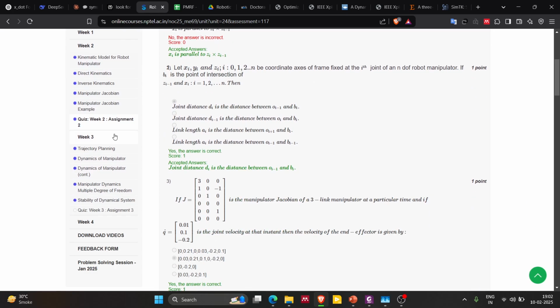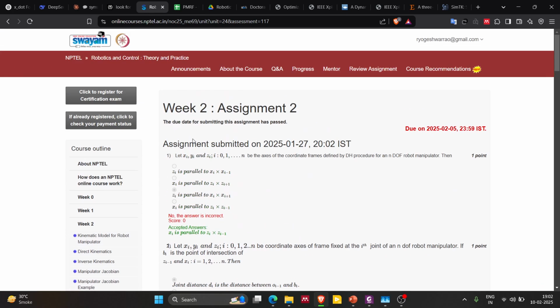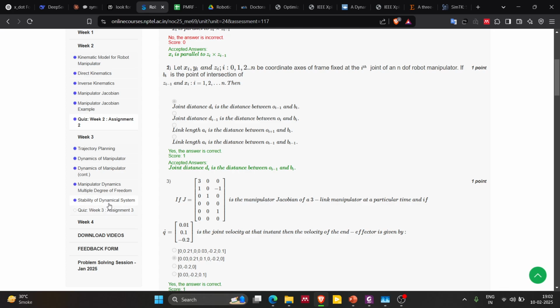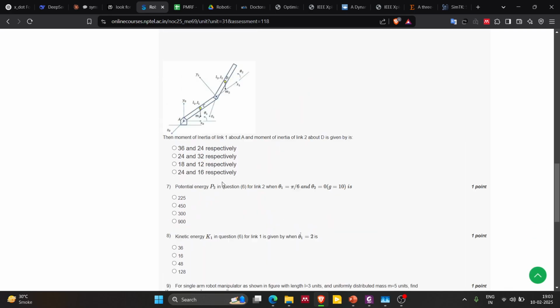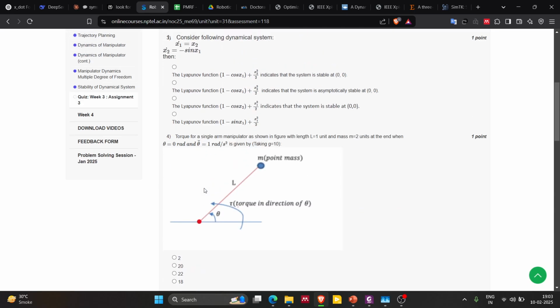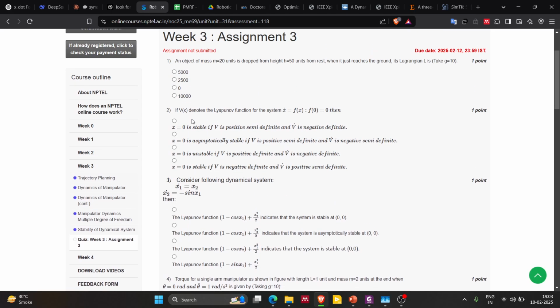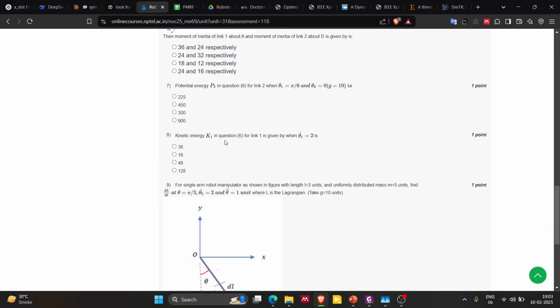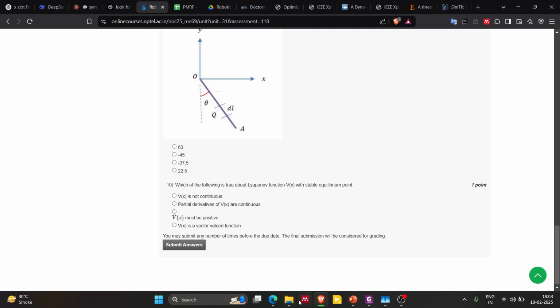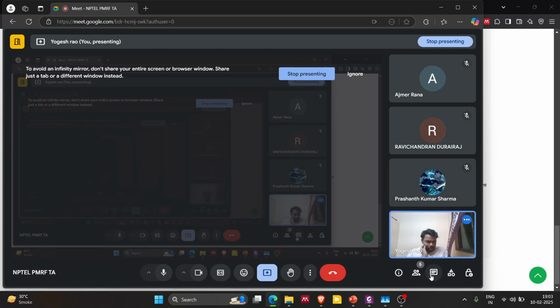The week three is all about tracking and dynamic stability. If you see how week three is, the questions involve a mix of stability and the dynamics of the manipulator and stability. But if you have any problem, I will solve some problems.